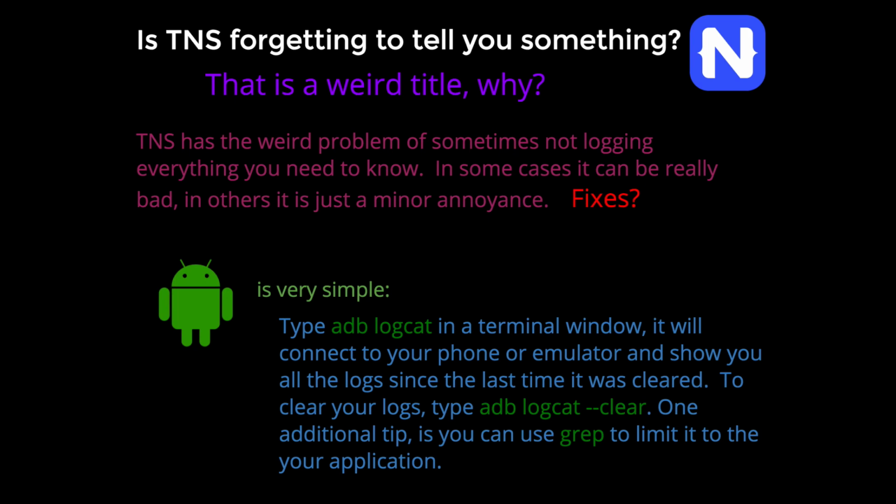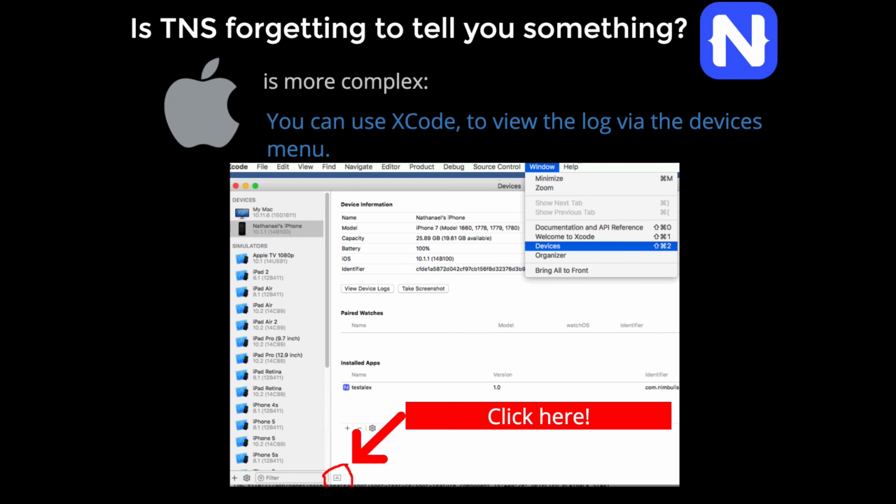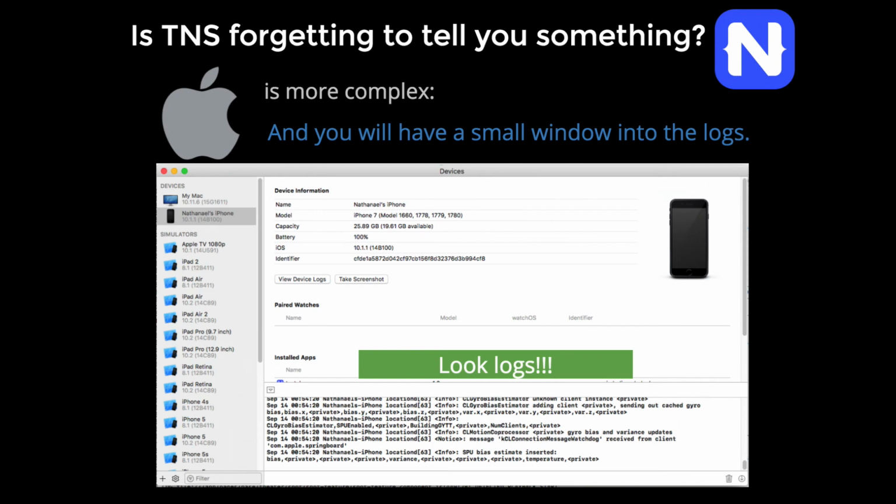On iOS, it is a bit more complex. You need to open up Xcode, go to the Window menu, go to Devices. At the very bottom of the screen, towards the very right side, you should see a little arrow button that you need to click. This will pop up the logs on your device.